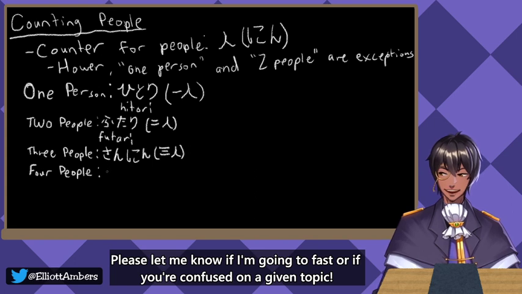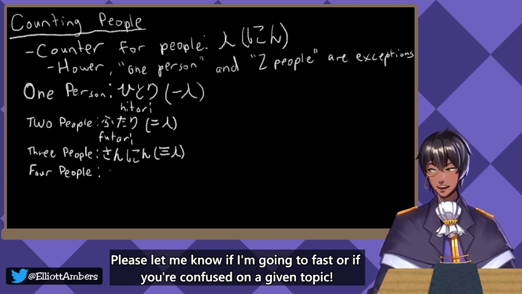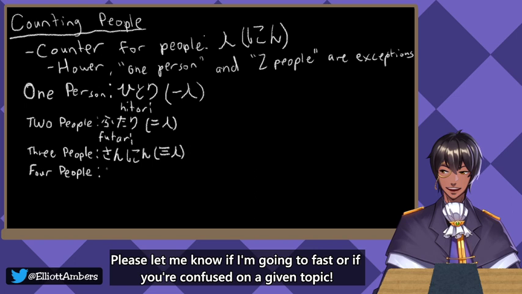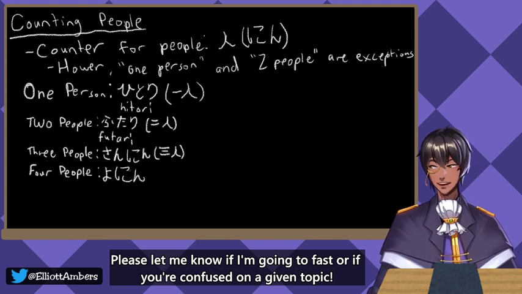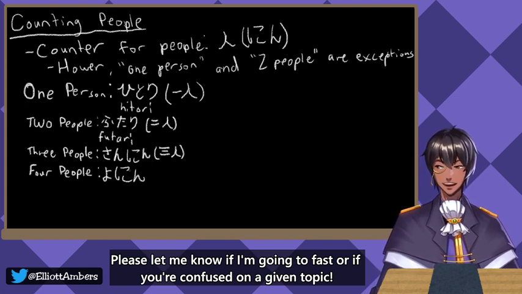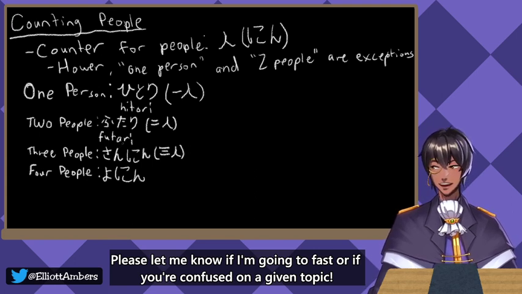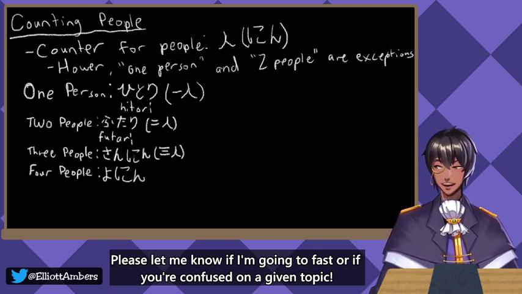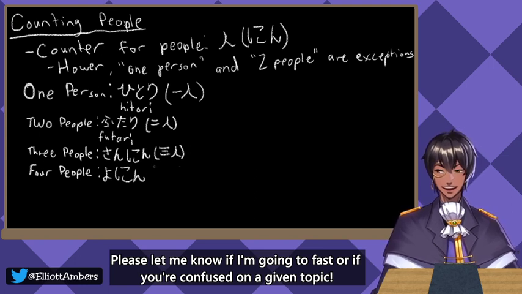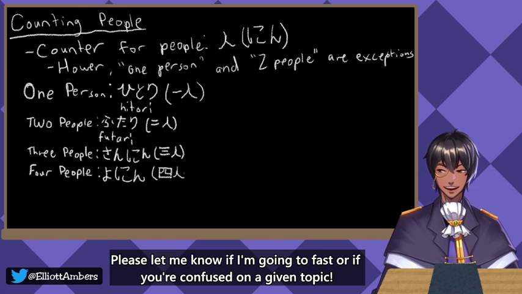Four people would be yonin. Actually, this one's interesting, because this is just yonin. As opposed to, we know that the number four is yon, but it looks like here, in the case for number four, yonin, the N sort of is carried into the nin. Yonin. Five people.